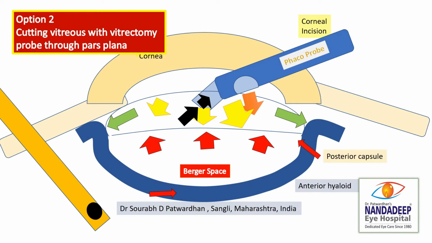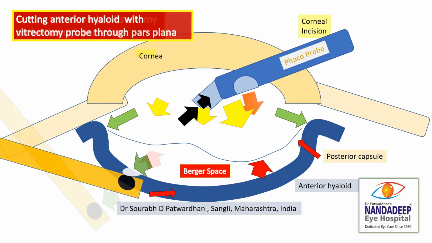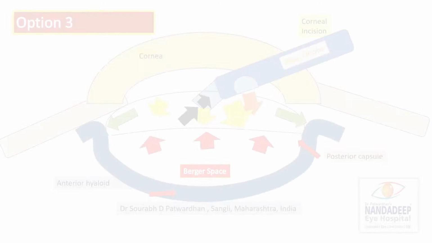Option 2 is to use the vitrectomy probe through the pars plana route to cut the vitreous to reduce the intraocular pressure. Also, we can cut the anterior hyaloid so the fluid accumulated in the Burgess space is released. Thus, the anterior chamber can be formed again and we can continue with regular phaco. But sudden decompression of the vitreous may also have a higher risk of developing suprachoroidal hemorrhage.